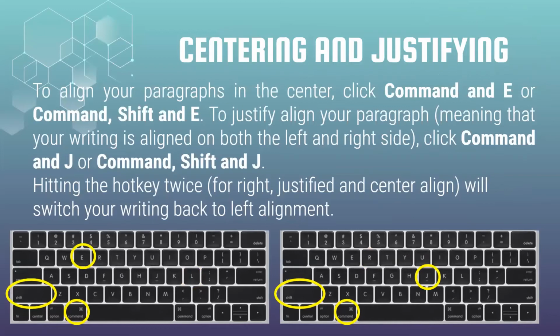Centering. So to align your paragraphs in the center, you want to press Command E or Command Shift E. Now, to justify aligning your paragraphs, you want to press Command J or Command Shift J. Again, as I said earlier, Command J works just as well as Command Shift J.